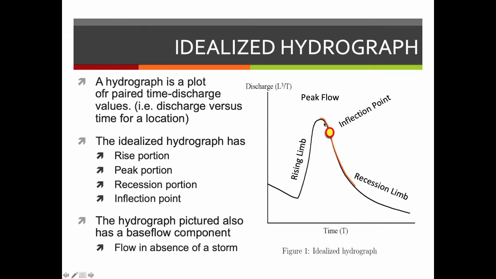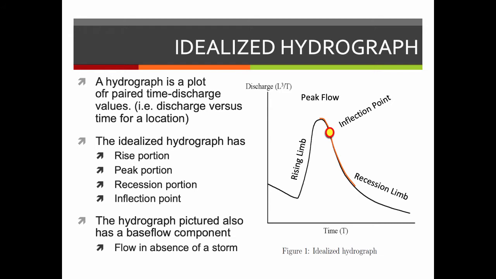On the recession limb, there's a place where the function goes from concave downward to concave upward, or the second derivative up in here is less than 0, and the second derivative here is greater than 0. Where that transition occurs is called the inflection point. I have it drawn up here on the diagram, but on different hydrographs it will appear in different points on the recession limb. There's also a component prior to the storm and after the storm where there's still flow. That is called the base flow component, and that's flow that occurs in absence of a storm.